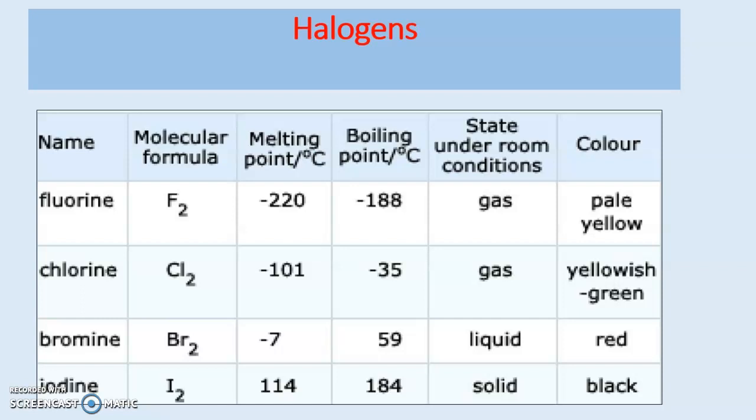Same in halogens. As you go down the group, fluorine, chlorine, bromine, iodine, you can see that the melting point and the boiling point are increasing because the number of electrons has increased. The van der Waals force or the London force is stronger. You can also see the color is intensifying, and the physical state is changing. By the time it reaches iodine, the intermolecular forces are so strong that it is a solid.